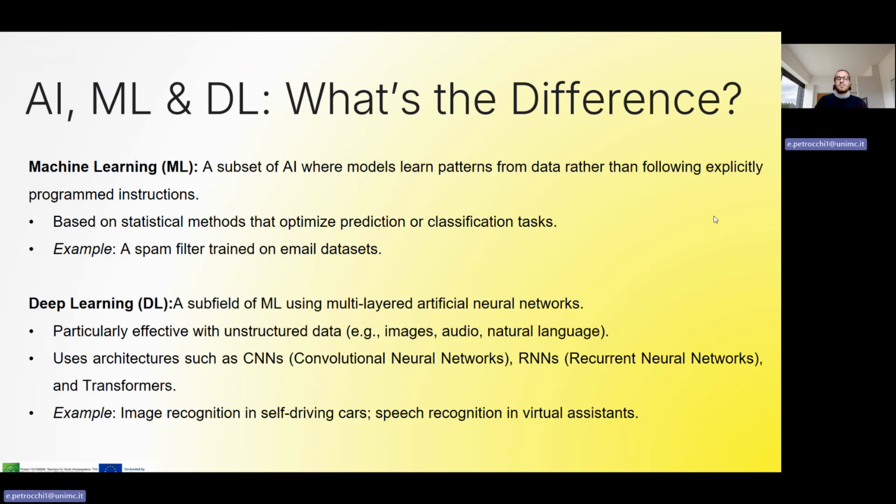Another example is a speech recognition system for virtual assistants. And so also in this case, the model should recognize the different voices, the different words, the different ways of speaking of different people. And so in this sense, the data are unstructured because they are not predefined and are not even the same as the ones on which the system has been trained.